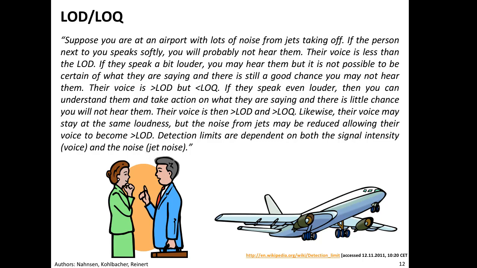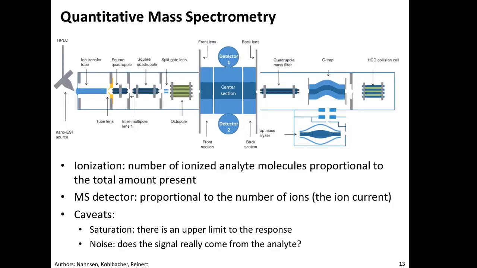And that is this idea of level of detection and level of quantification. You can detect that they're saying something, but you cannot figure it out. And if you are far enough from this noise level, from this background noise, then you can really figure out what is going on, and then you can reliably quantify. So how do we do quantitative mass spectrometry?